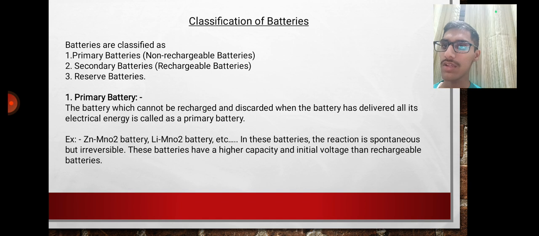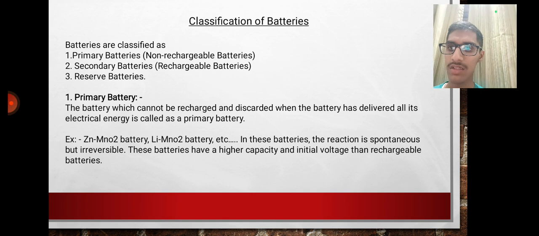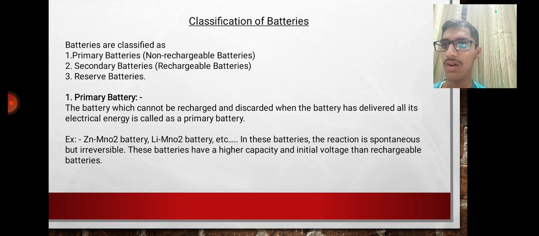Primary battery: the battery which cannot be recharged and is discarded when the battery has delivered all its electrical energy is called a primary battery. Examples: zinc manganese dioxide battery, lithium manganese dioxide battery, etc. In these batteries, the reaction is spontaneous but irreversible. These batteries have a higher capacity and initial voltage than rechargeable batteries.